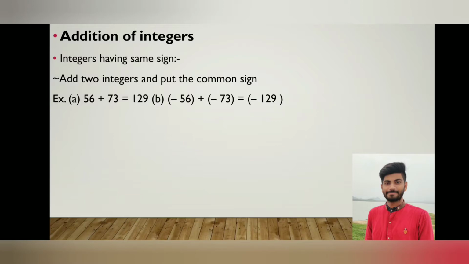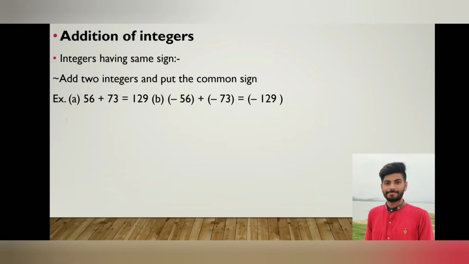Like first of all, 56 plus 73 is equal to 129. Here both the integers are positive and having same sign. So our answer will be the addition of these two integers value and then the sign that is in common, which is plus sign. So we will not put the plus sign. Then B, minus 56 plus minus 73. So here both the integers are negative. So we will put the common sign which is negative and add these two values. 56 plus 73 is 129 and both have negative sign, so we will put the negative sign.